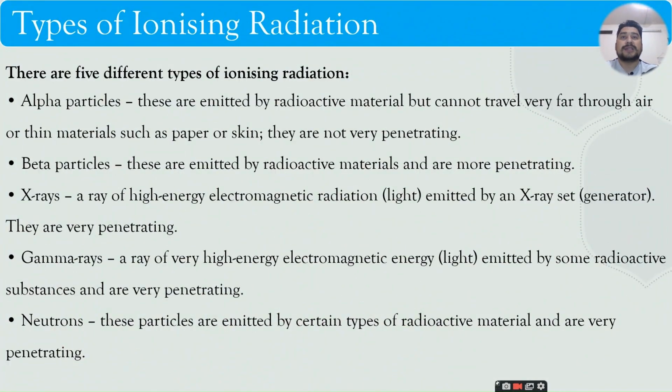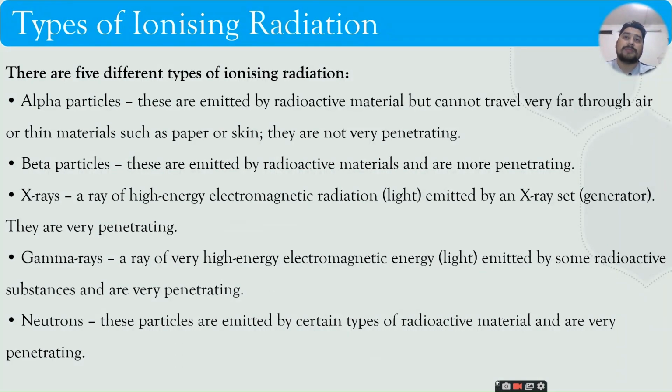Now, the types of ionizing radiation. We're done with non-ionizing radiation, which has 5 types. Now we'll go to ionizing radiation. There are 5 different types of ionizing radiation also. The ionizing radiations are alpha particles, beta particles, X-rays, gamma rays, and neutrons. Alpha particles are emitted by radioactive material but cannot travel very far through air or thin materials such as paper or skin. They are not very penetrating.